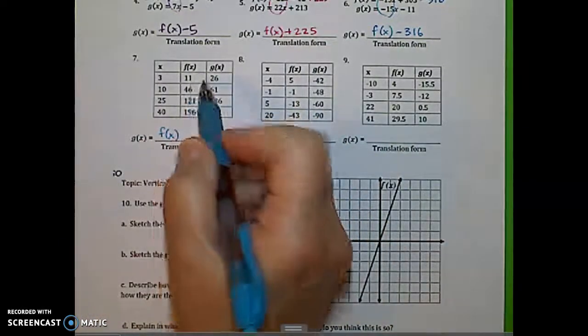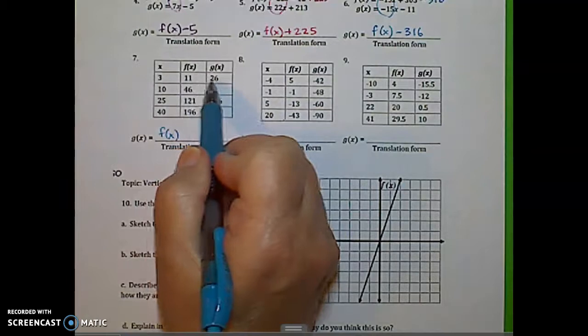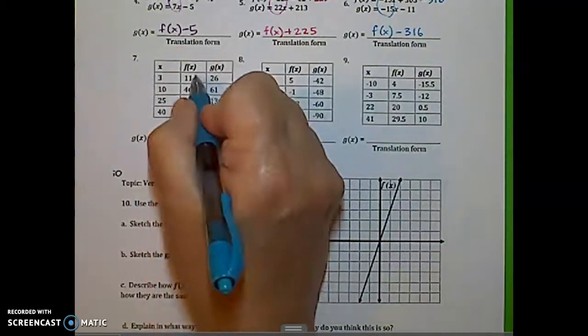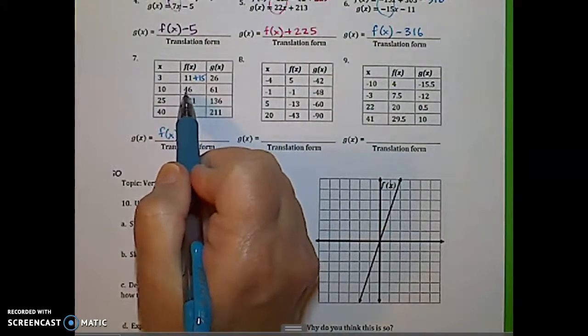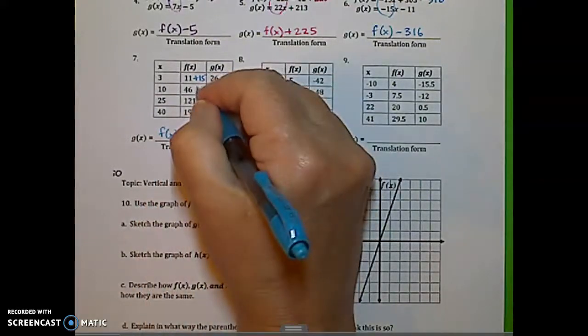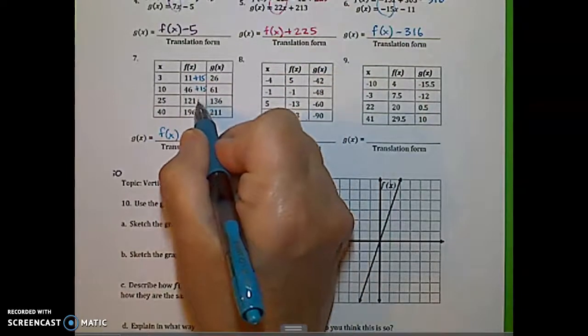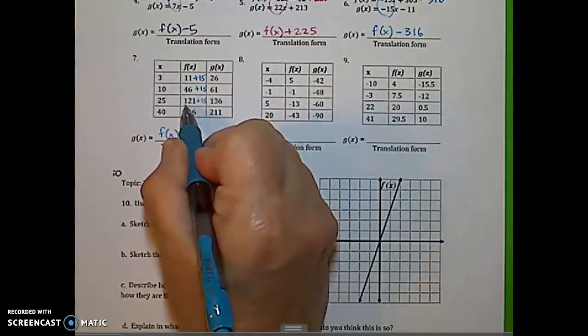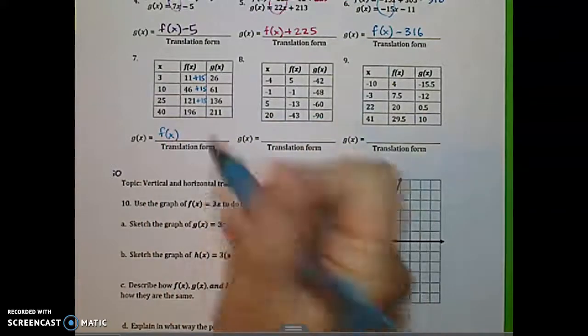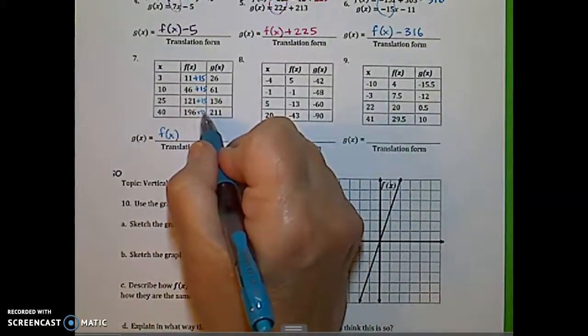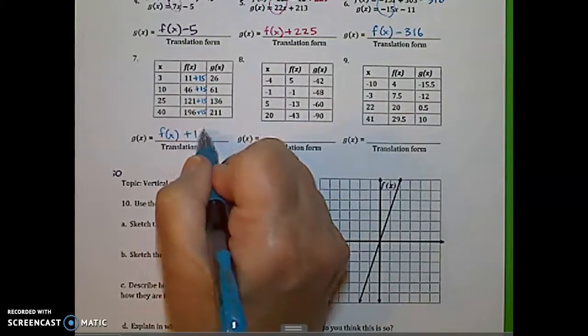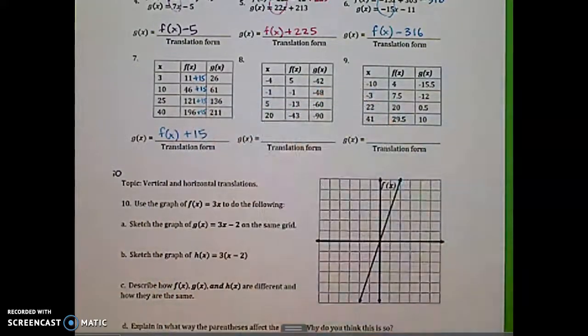So all I need to do is look to see, how do I get from f of x to g of x? In this case, let's see, add 15. Let's see if it works again. Add 15. 46 plus 15 is 61. That works. Add 15. Let's check it. 121 plus 15 is 136. That works. Plus 15 here. That works. I probably wouldn't need to check all 4 of them, but I'd probably want to check 3 of them.